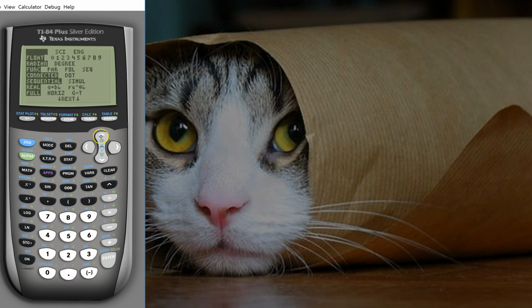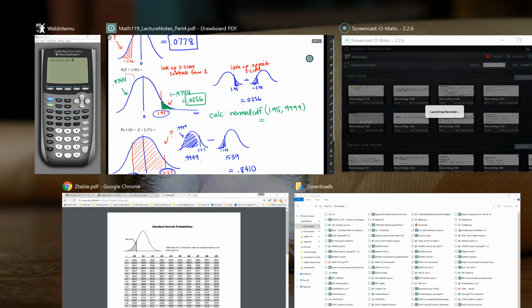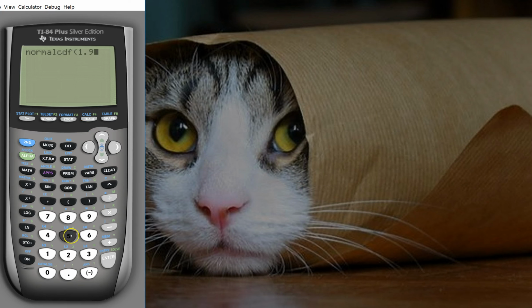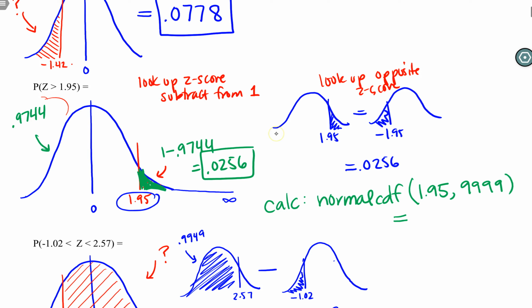So I'm going to do my normal CDF again. I'm going to go ahead and turn my stats wizard off so those students who don't have the wizard can kind of see what it looks like. So if I went into my distribution menu, chose normal CDF, now I'm a sad student without a stats wizard. I have to know what to type in, and I've already forgotten what the value was that I wanted. 1.95. Whew. 1.95 was our lower bound. Our upper bound was a crap ton of 9s. Press enter, we get 0.0256, which was the exact same thing we had here, 0.0256.